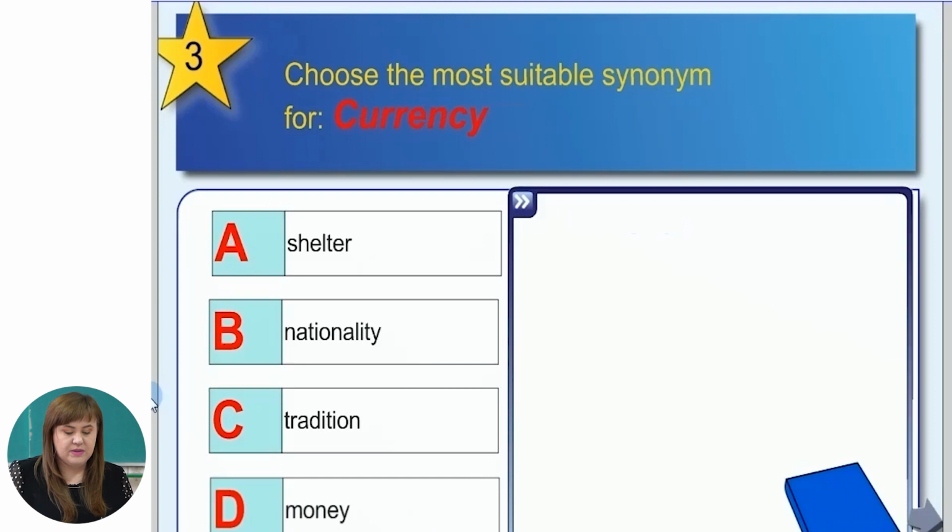Choose the most suitable synonym for currency. The noun currency refers to A, shelter, B, nationality, C, tradition, D, money. And the correct answer is D, money.